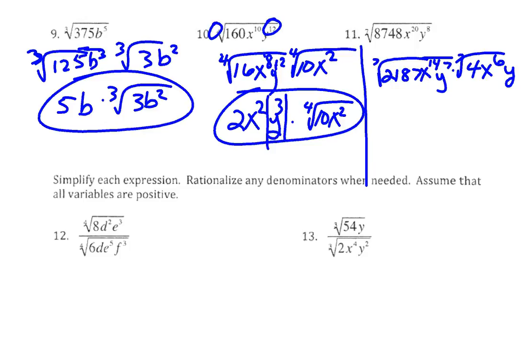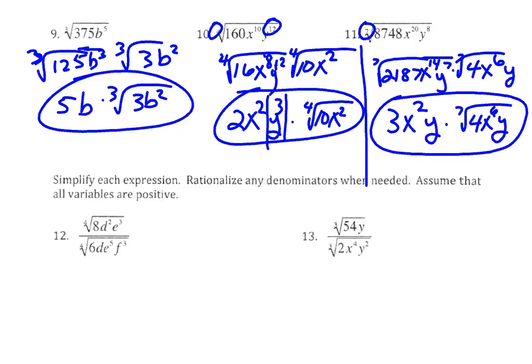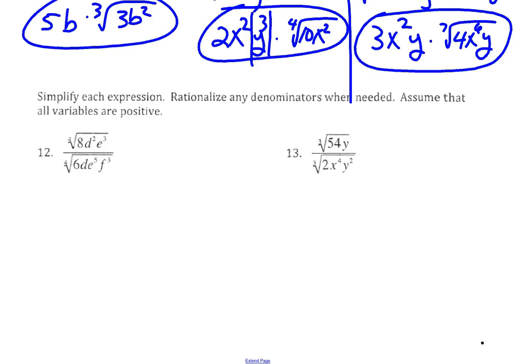So now I'm set up to simplify. Seventh root of 2187 is 3. 14 divided by 7 is 2. 7 divided by 7 is 1. And I got seventh root of 4x to the 6th y. No need for absolute values because our index was odd. It has to be even, otherwise you don't have to worry about it.